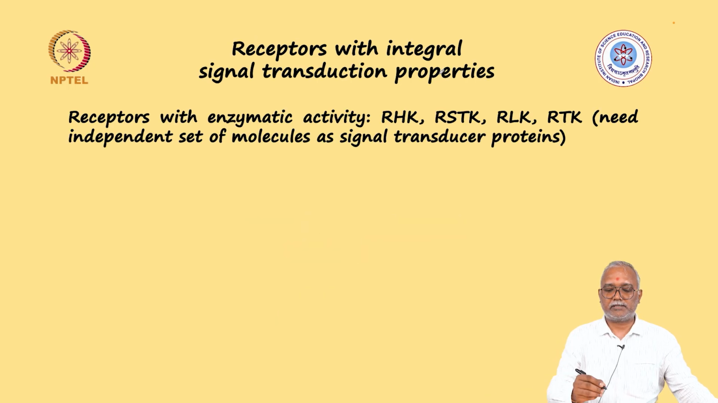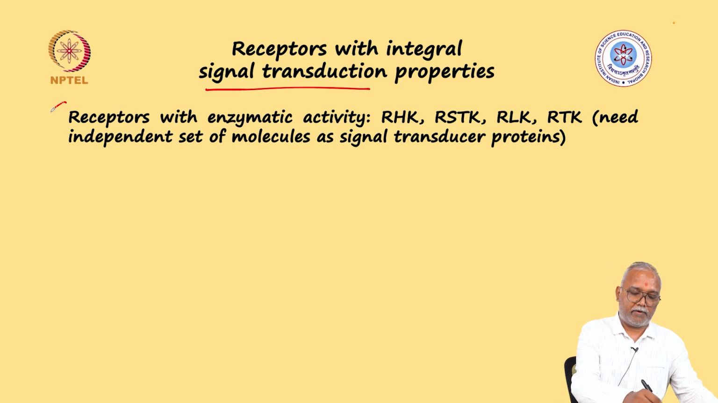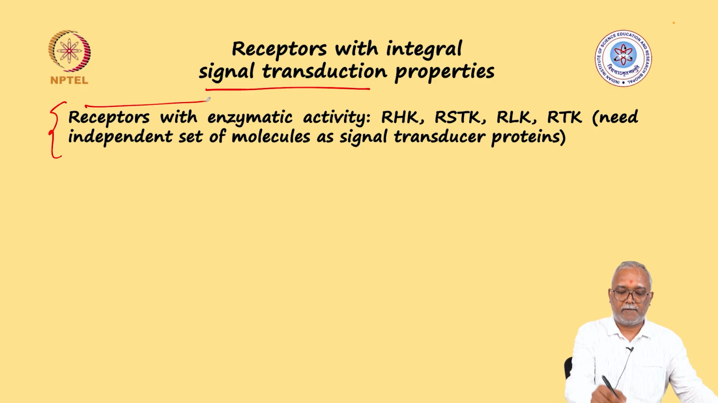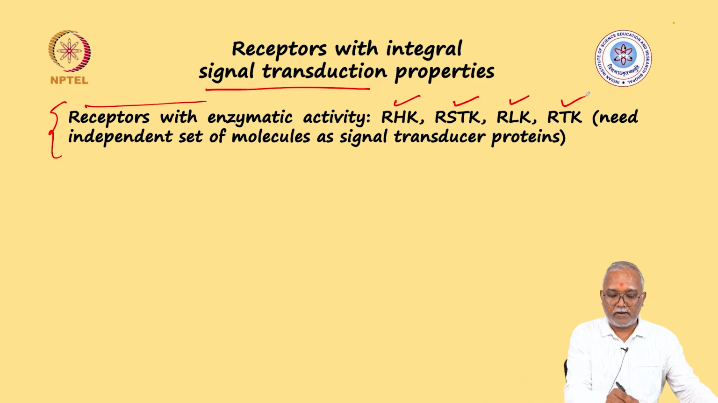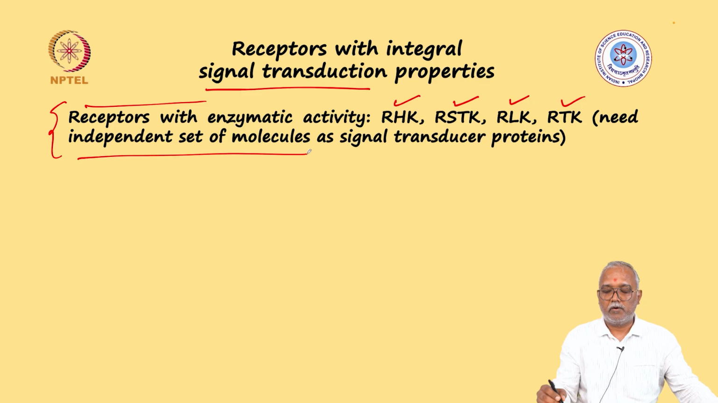So what we have discussed until now is that there are receptors with integral activity of signal transduction. We will be discussing that today. Here we have until now discussed the receptors which have enzymatic activity, but they do not have the signal transduction ability themselves, whether it was receptor histidine kinase, receptor serine threonine kinase, receptor like kinases in plants, or receptor tyrosine kinases. They needed another set of molecules for signal transduction.